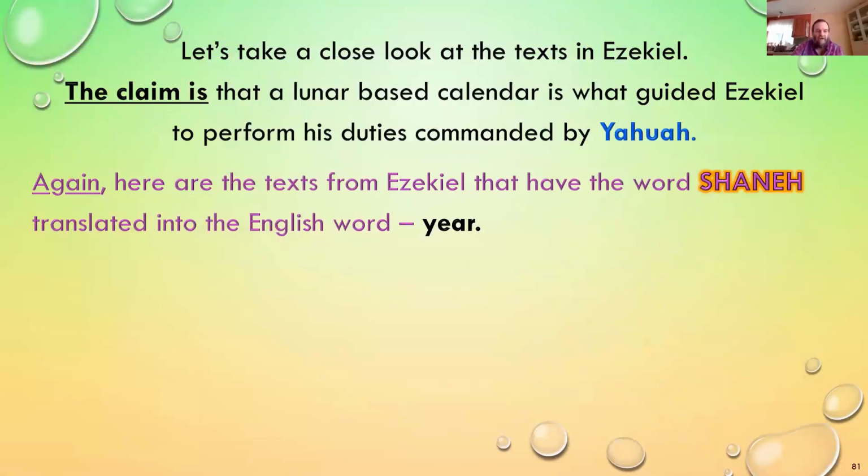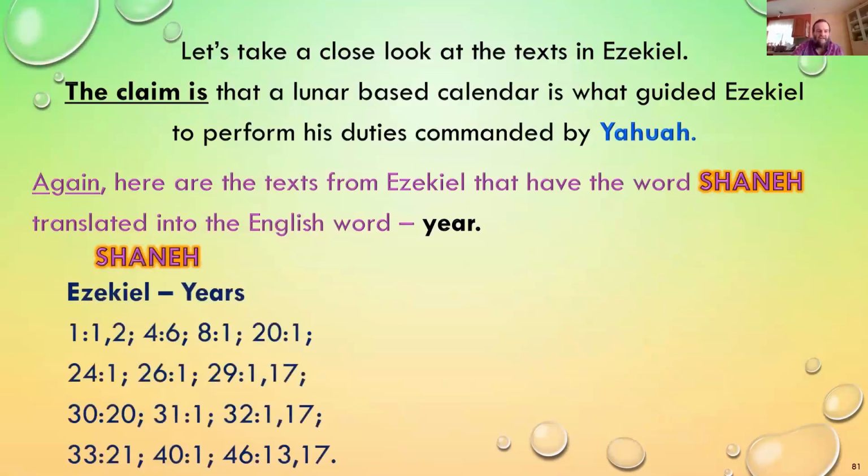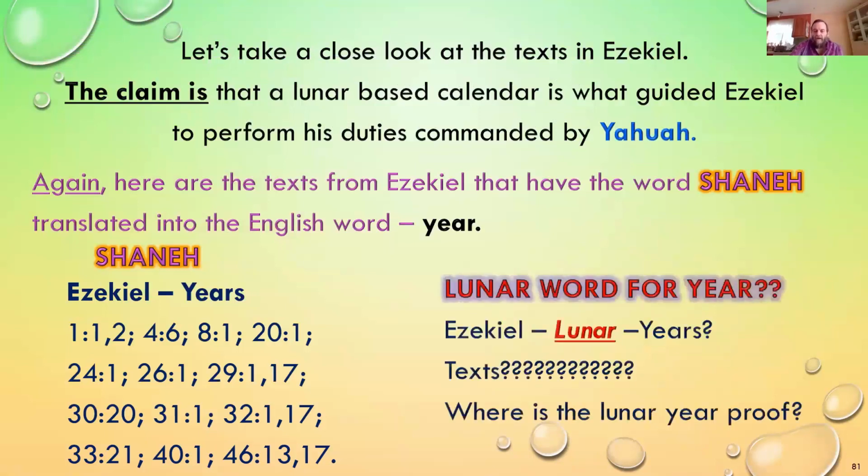Again, here are the texts from Ezekiel that have the word Shane translated into the English word year. And there, once again, those are the texts. I hope that you will take these texts and go through each one and prove that each one has Shane behind it. What is the lunar word for a year? Ezekiel, lunar years? Where are the texts? Where's the lunar year proof?